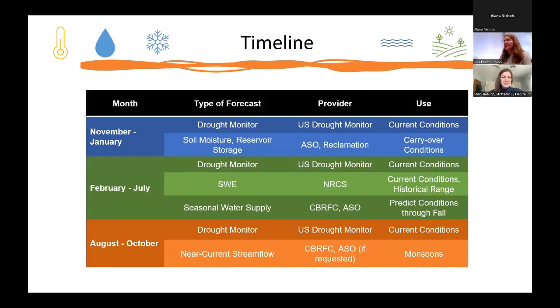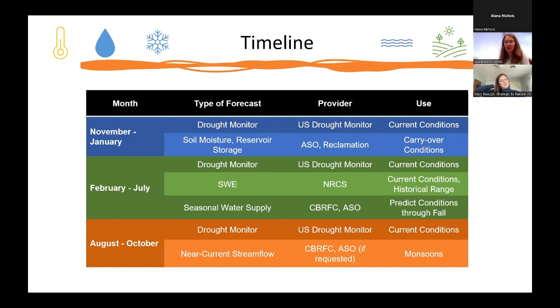Okay, so I did just want to try and tie a bow on that by breaking out this timeline. Since the Gunnison is such a snowmelt dominated basin, when do we have good information at different points in time? I wanted to highlight that from November to January, we can use the drought monitor and our existing information about soil moisture and reservoir storage to really get a handle on current conditions and start thinking about these as the carryover conditions for the next water year.